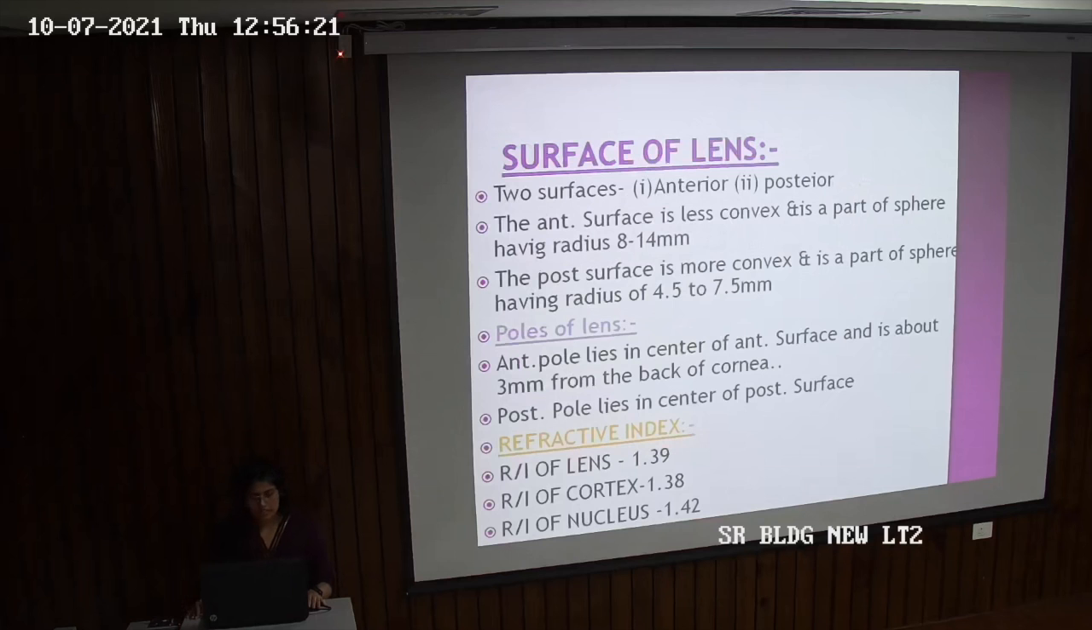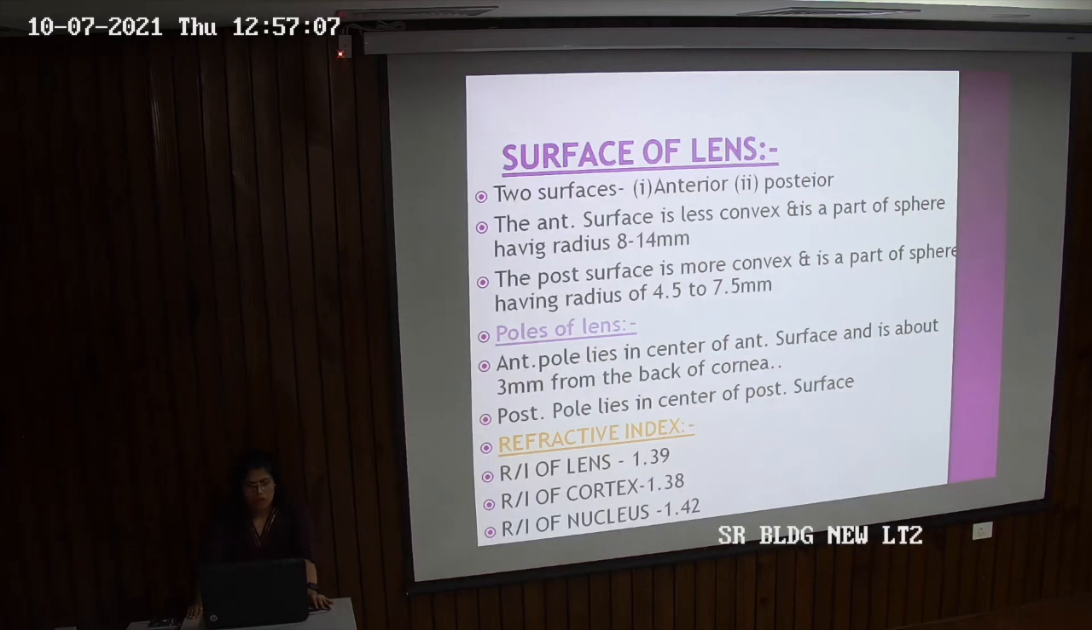Now the surfaces of the lens, which is also an interesting thing to know here. Two surfaces, anterior and posterior. The whole lens is covered by the epithelium, but we divide it into anterior epithelium and posterior epithelium. The anterior surface is less convex. So rather than saying spherical, you could think of an olive kind of structure, because it's not very spherical. The anterior surface is less convex and is a part of a sphere having a radius of about 8 to 14 mm, and the posterior surface is more convex compared to the front one, and is a part of a sphere having a radius of 4.5 to 7.5 mm.